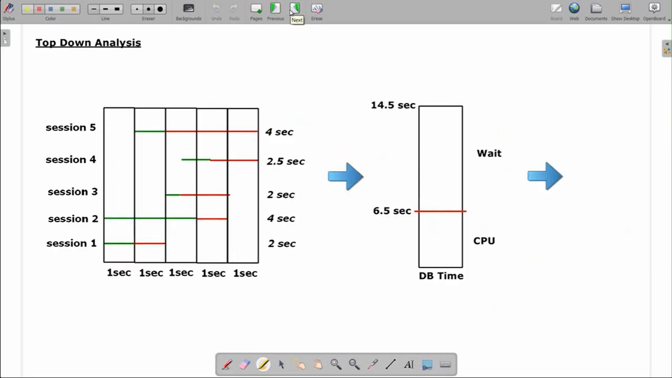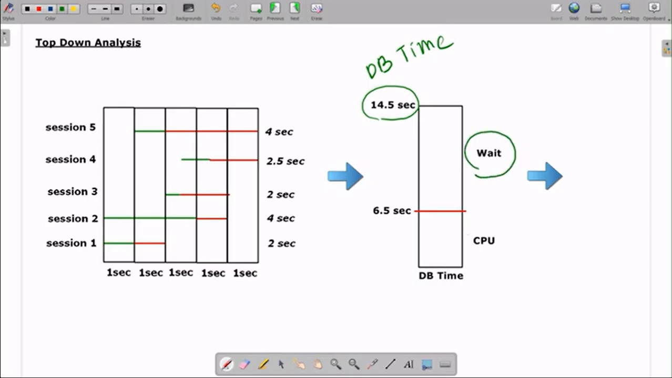So when you look at this, we actually have some information here. Your database activity time, according to this, total was 14.5 seconds. This is your DB time. Okay, that's your DB time. Now, I want to analyze this DB time by performance measurement. So there are two possible things. I can analyze my database activity time by wait and also by CPU.